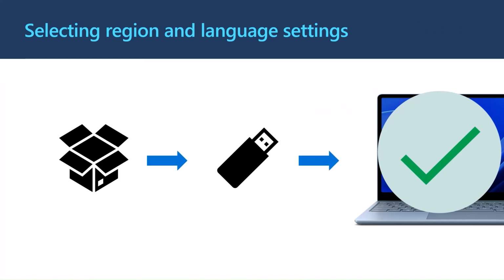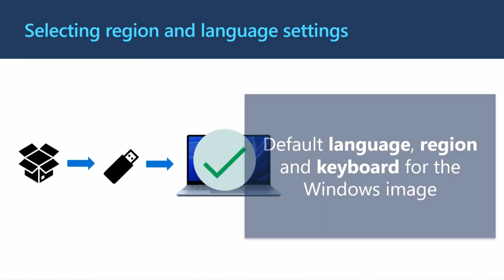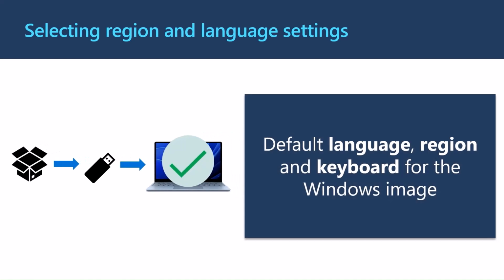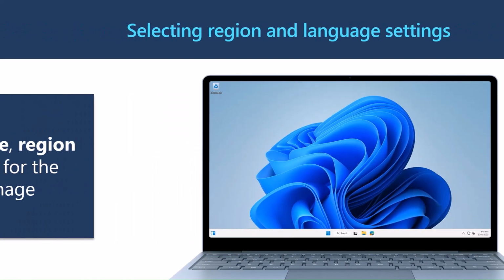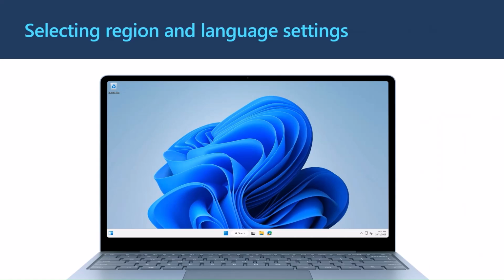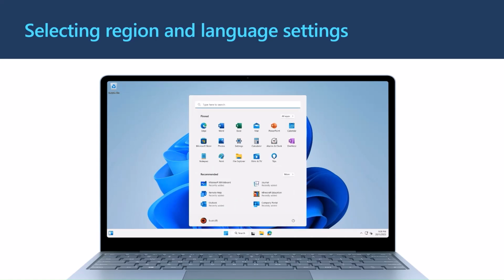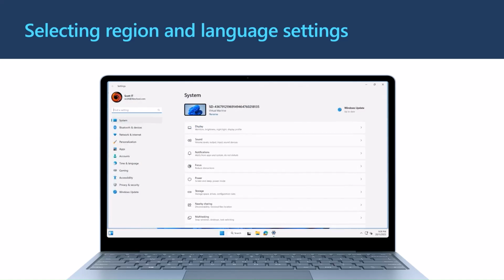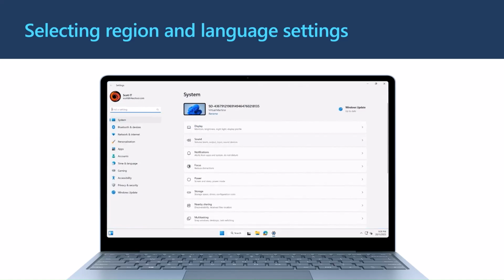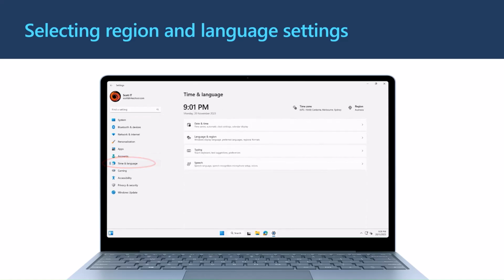The demo I just showed you is an example of how to provision devices using the default regional and language settings of the Windows image on that device. The best way to find out what the default image settings are in a particular batch of devices is to provision one of them and check the Settings app. You can find regional and language settings in the Settings app under Time and Language, then selecting Language and Region.